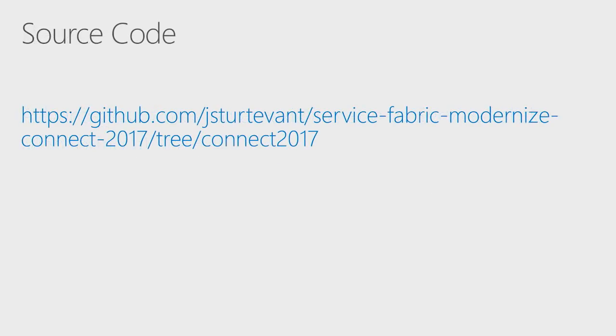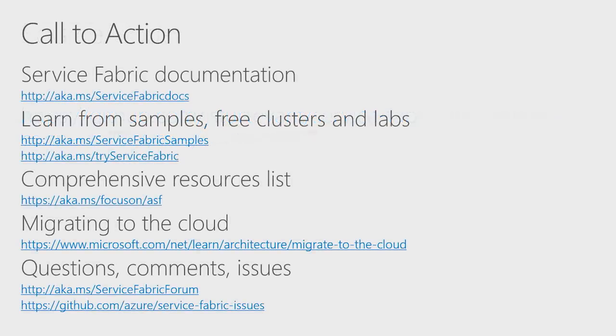So the source code for the solution with all the commits to make all the different changes is out on my GitHub here, github.com/jsturtevant Service Fabric modernize connect 2017. So you can go take a look at that. You can download it. You can build it. There's some scripts to set up the infrastructure and get yourself set up.